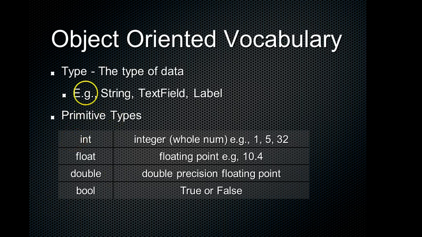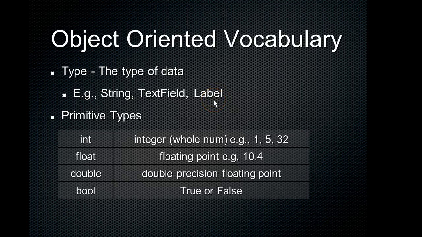If we go up a level, there are some other data types as well. A string is a series of letters and numbers. A text field is where we can prompt the user to enter data. A label is read-only text that the user will see.